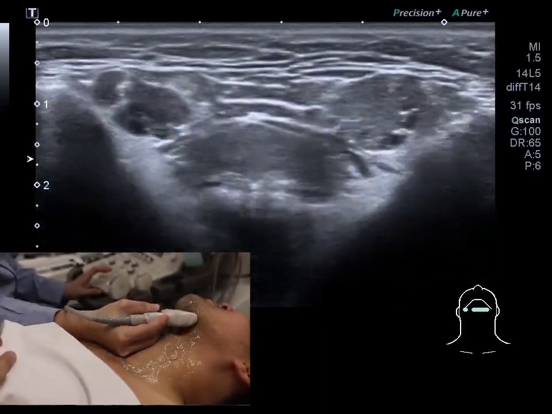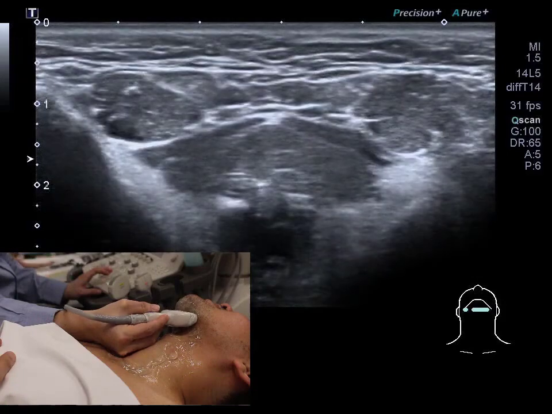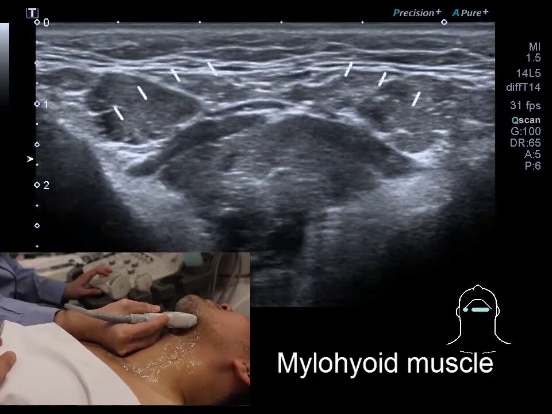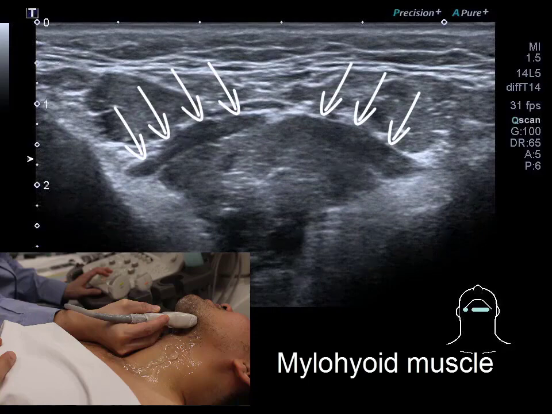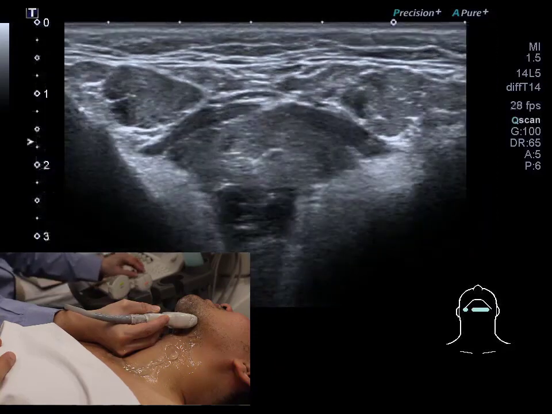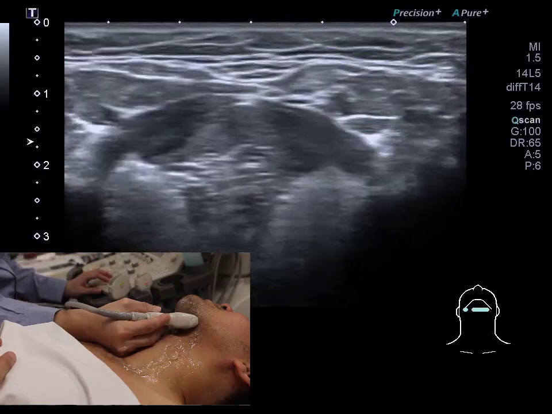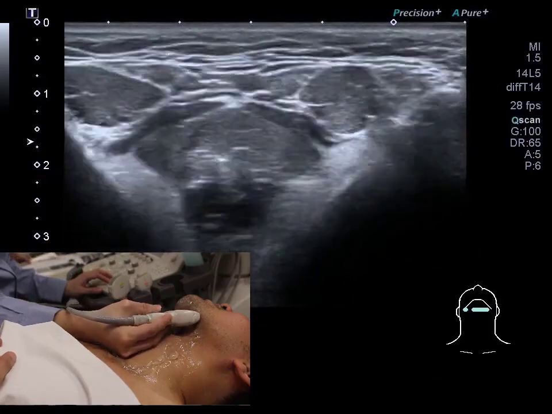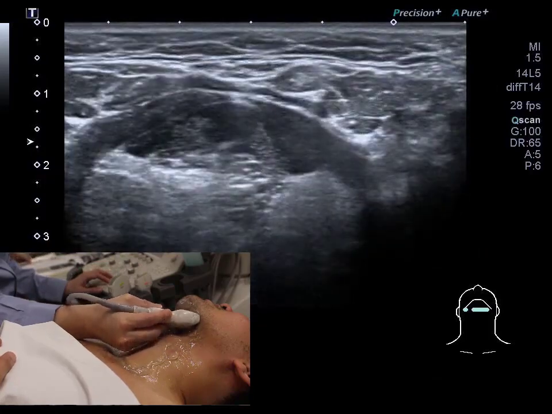Next is the mylohyoid muscle. Mylohyoid muscle is a sling of muscle. It acts like a hammock that separates the sublingual space from the submandibular and submental spaces. So it covers the anterior and lateral side of the floor of the mouth.